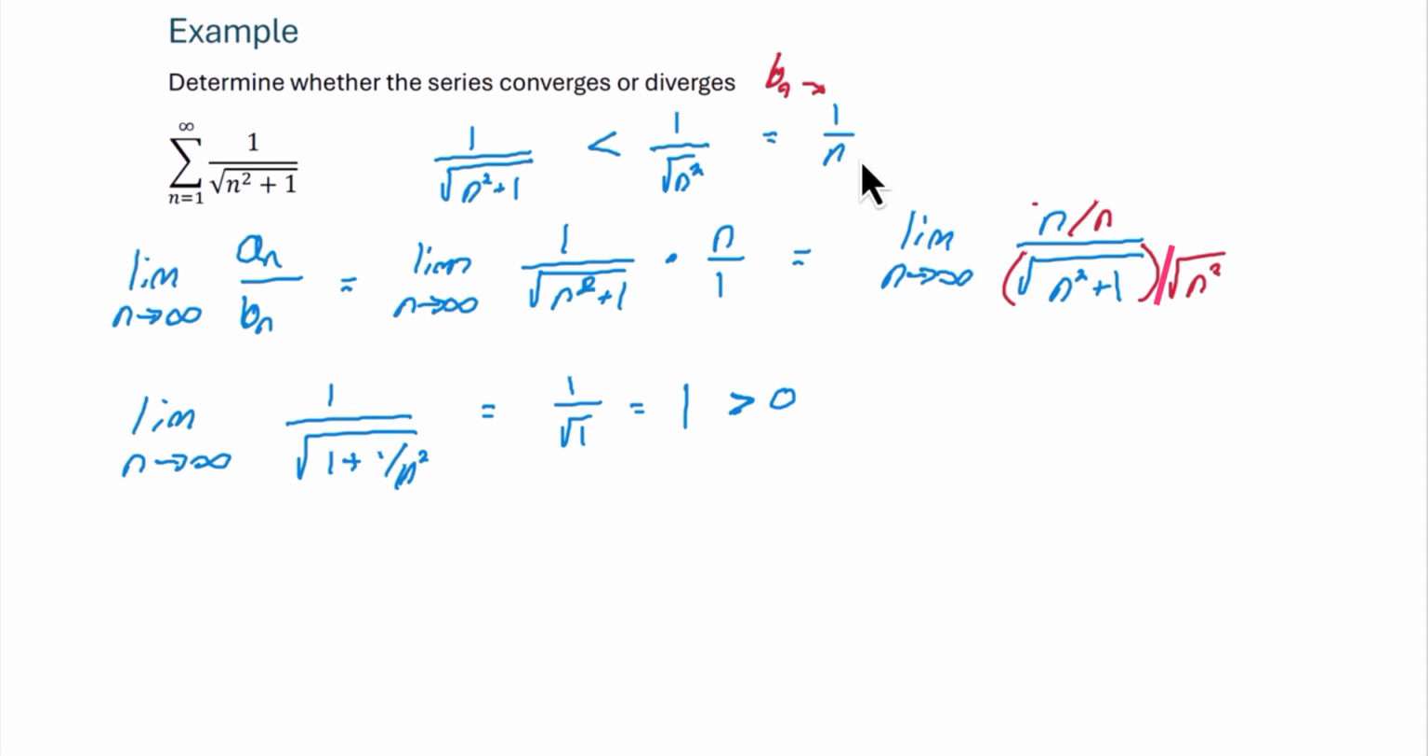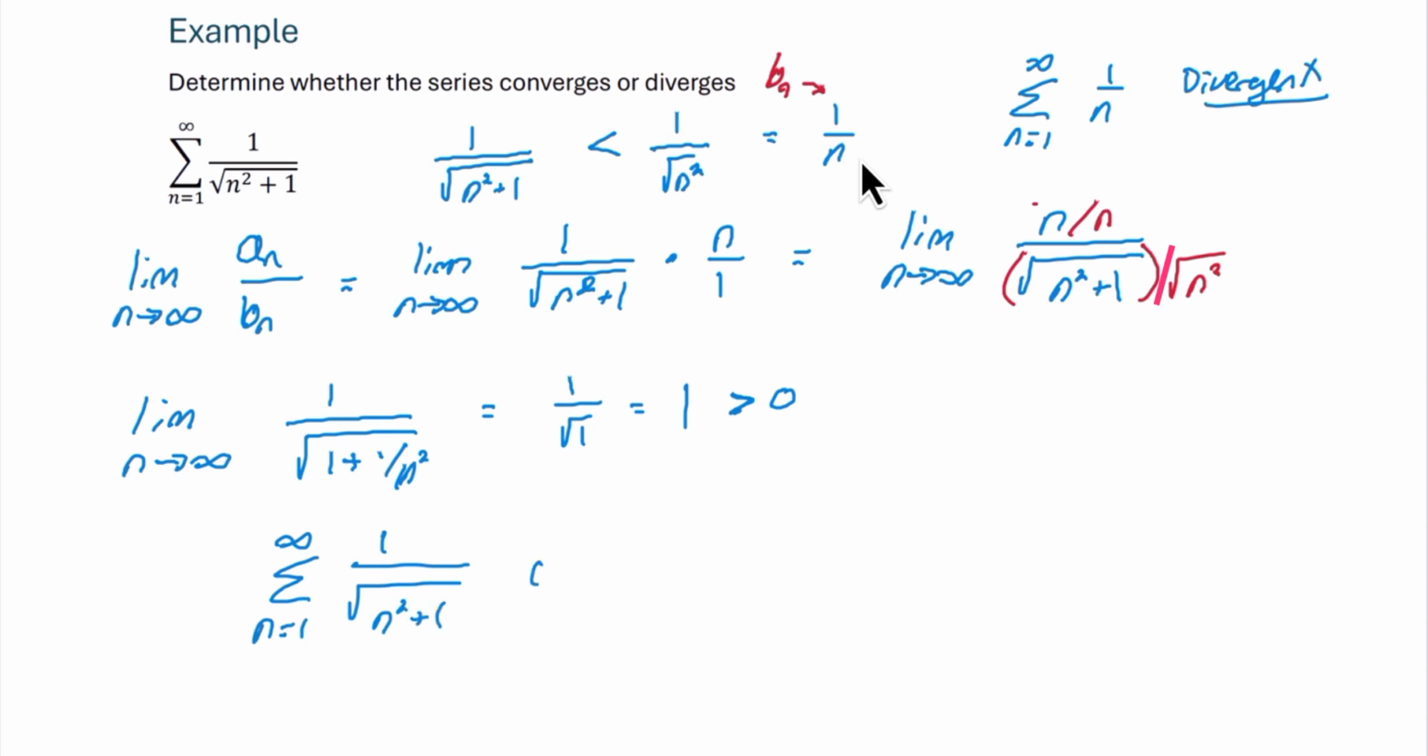Going up here, looking at the example we used, the sum from n equals 1 to infinity of 1 over n is a divergent harmonic series. So if that one, b sub n, diverges, then the original, the sum from n equals 1 to infinity of 1 divided by square root of n squared plus 1, diverges. And this is by the limit comparison test.